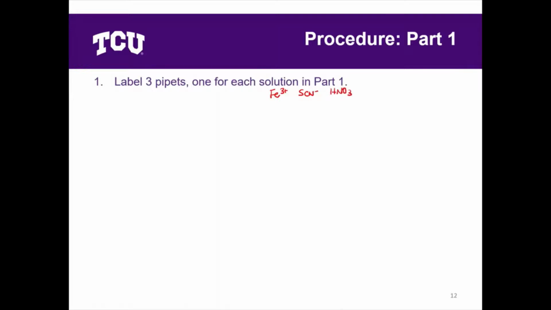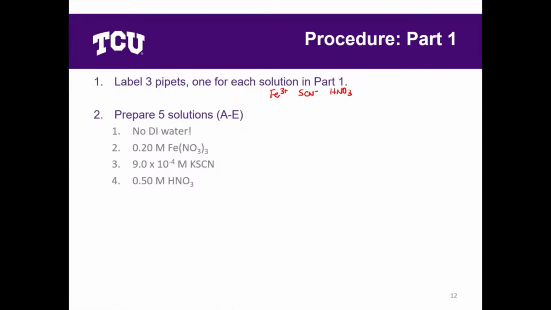I say label them because we don't want you to get them mixed up. Cross-contamination in this lab will completely ruin your results. So please label them so that you keep them straight throughout the entire period. For part 1, you will prepare 5 different solutions labeled A through E. Some key things here. DI water is not to be used. You can use DI water for cleaning, but you should not be adding DI water to anything.